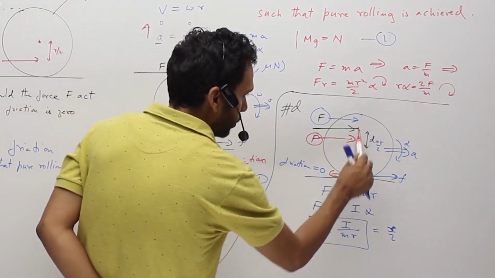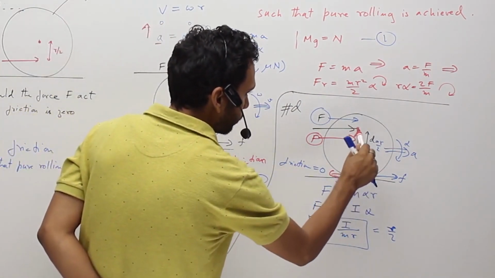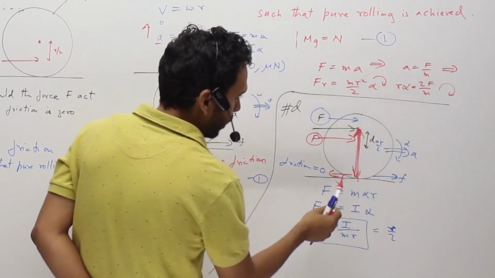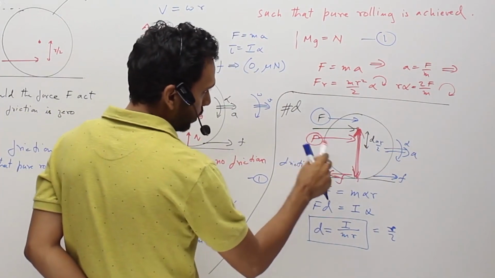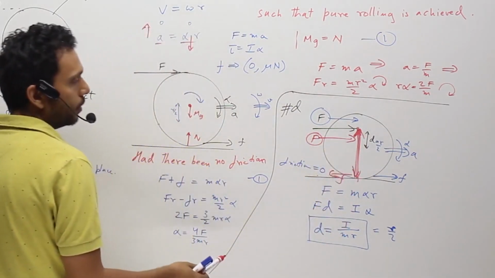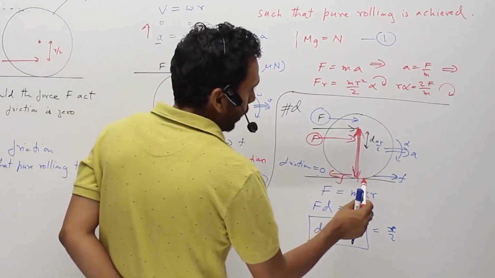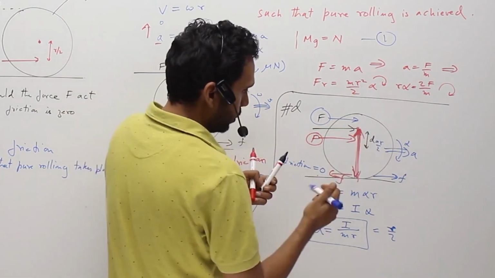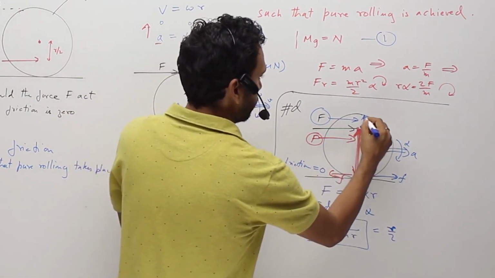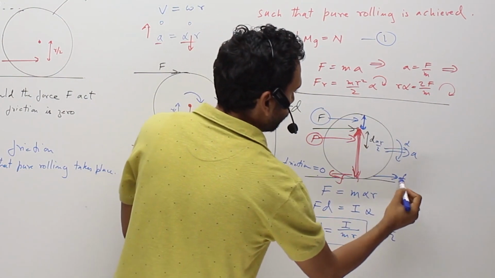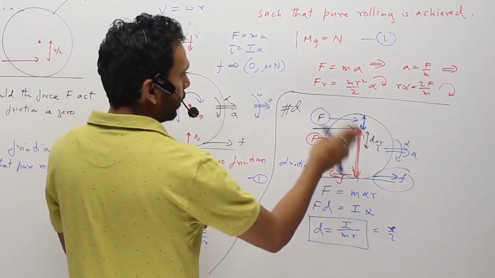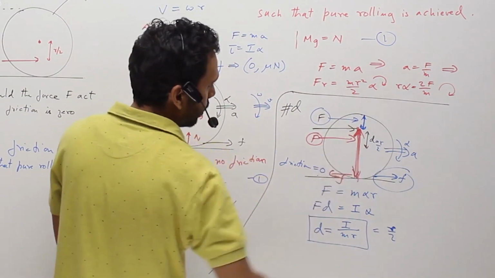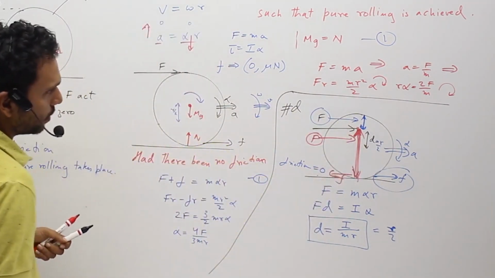So in this range, your friction would be backwards, because in this range your capital F is not going to create enough torque. And if you are above that range, if you are in this range, then the friction would be forward, because it has to reduce the extra angular acceleration created.